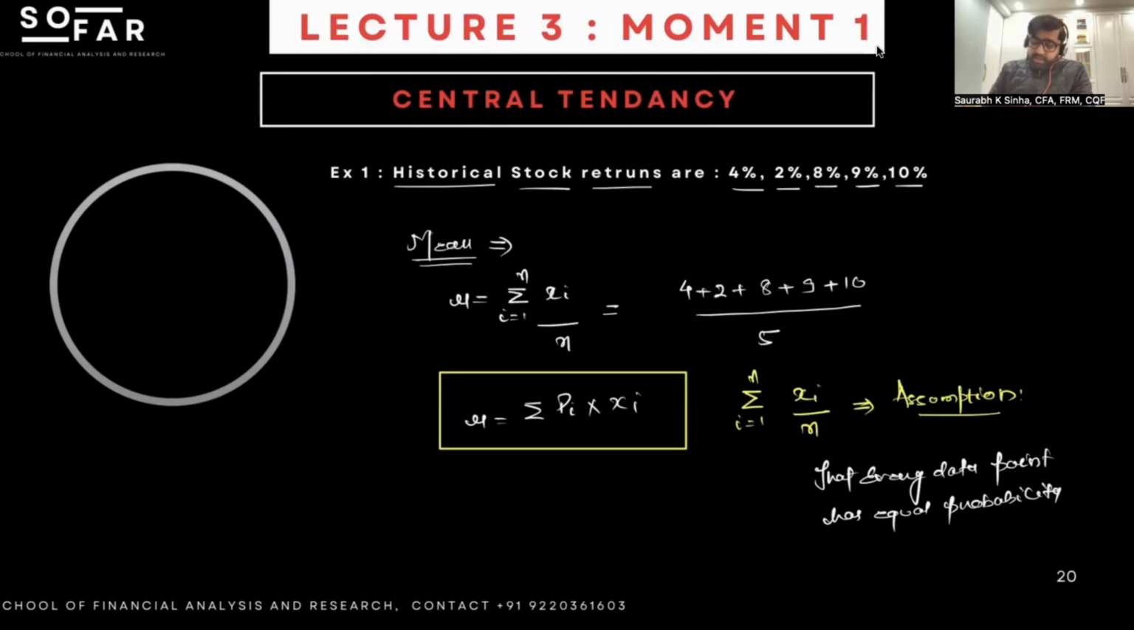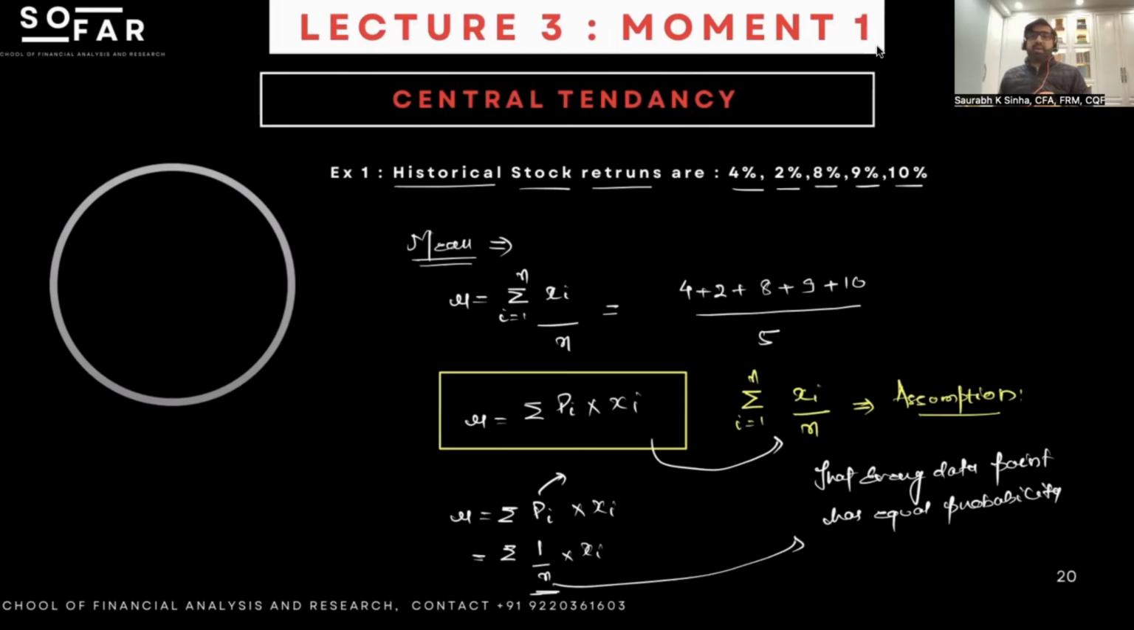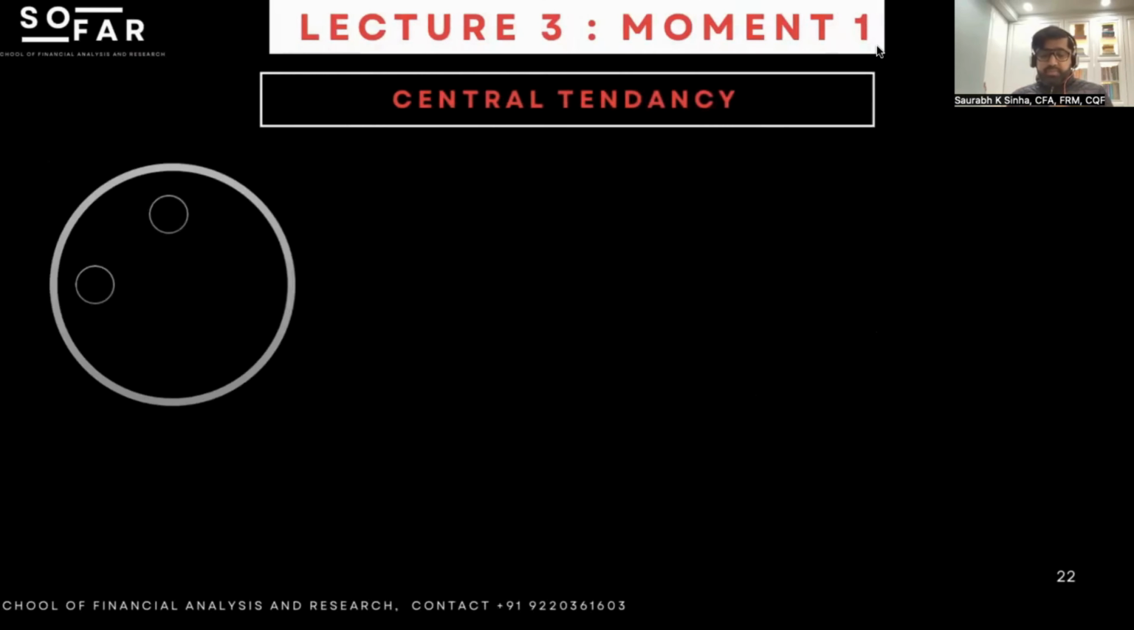So basically, this is using this formula only, but mu is equal to summation of pi into xi. This pi is assuming that the probability of each data point is equal. So if there are 5 data points, what is the probability? 1 upon 5. So therefore, this probability becomes 1 upon n. So what is the assumption? The assumption is that every data point has equal probability. So what is the universal formula for mean? It is summation of pi into xi. That's it. Okay. Now let's move into a very basic notation for mean.